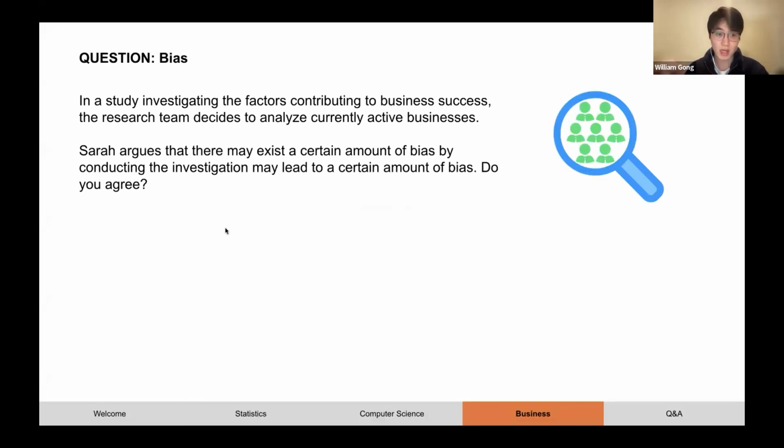So the first question that I have for you is a bias question. In all our lectures and all the questions, it is very important to consider what sampling bias or selection bias is. So the question is, in a study investigating the factors contributing to business success, the research team decides to analyze currently active businesses. But Sarah thinks that there may be a certain amount of bias if we just sample this way. Do you agree? I will give you 10 to 20 seconds for this question. Pop your answers in the chat if you want to, and I'll go through it.